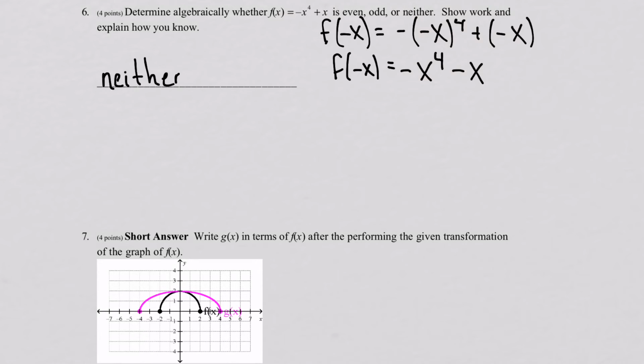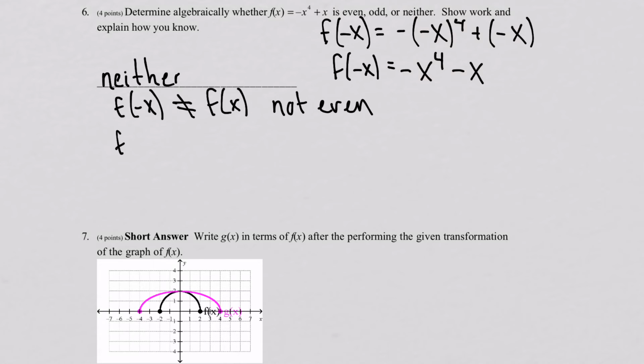Neither. Okay, how do you know? How do we explain this in an easy, fast way to understand? So this is what you write. You say f of -x does not equal f of x. What does that mean? If I replace x with -x, I don't get back the same function. That means that it's not even.